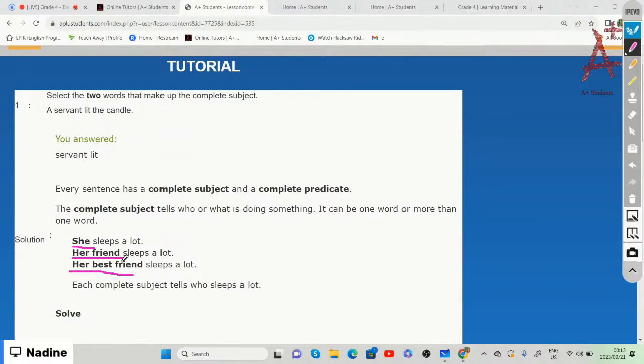So this is an example. These are but a few examples of a complete subject, where it can be one word like she, or it can be more than one word, like for example, her friend or her best friend.